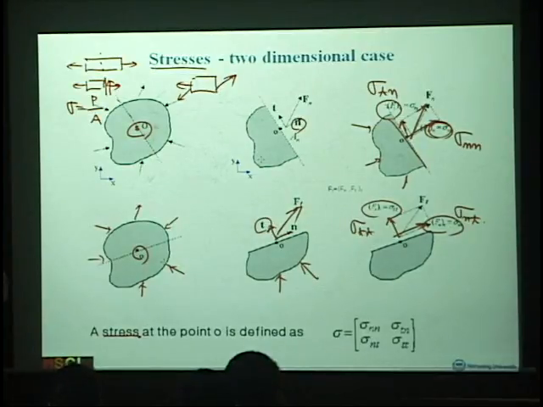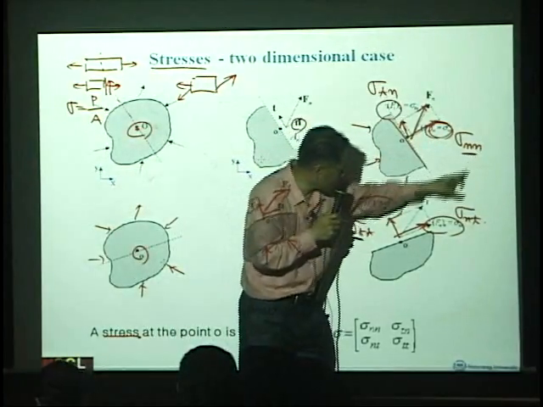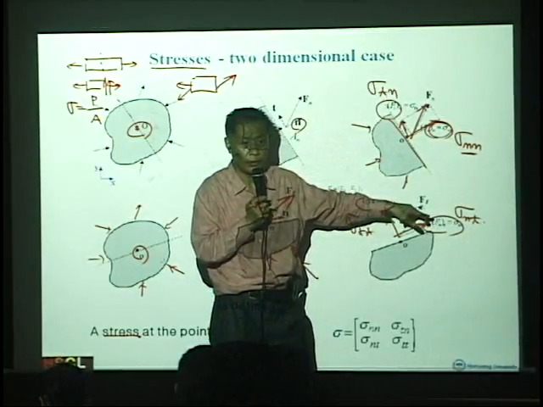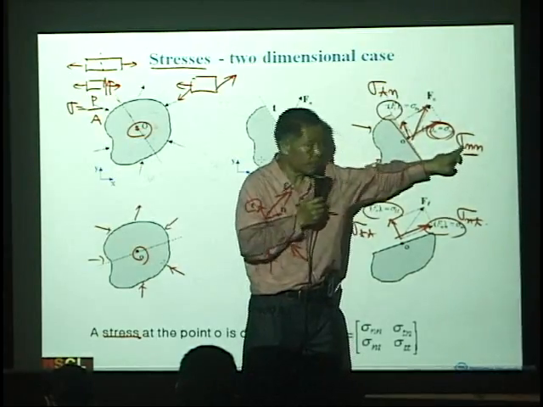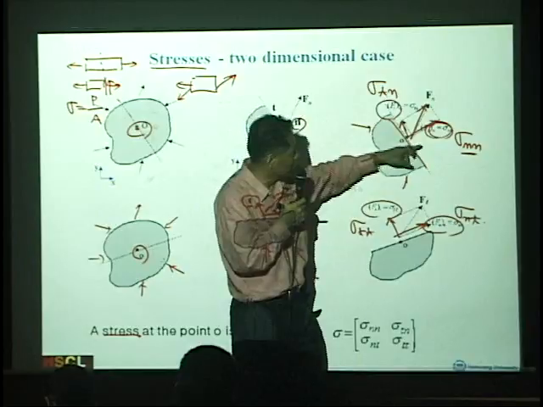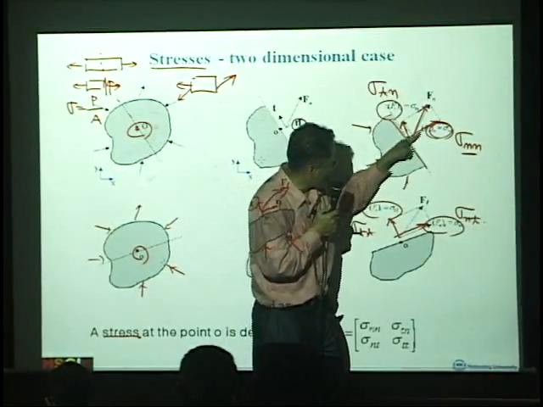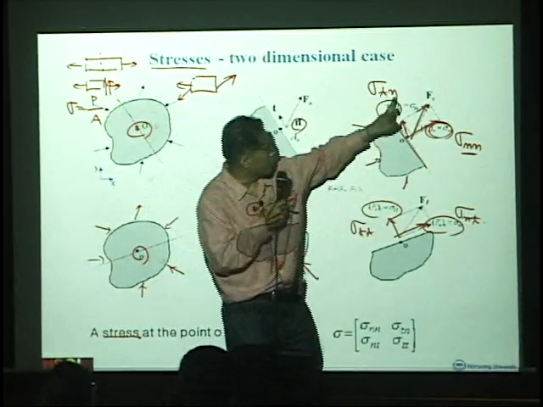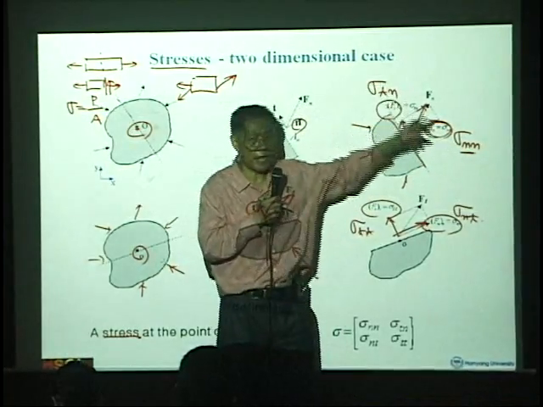Pay attention to this subscript. Okay, this subscript. This is TN, NN, TT, and NT. These force indices N and T denote the force direction. This is the N direction and this T direction. This second index NN, okay, this second direction N.